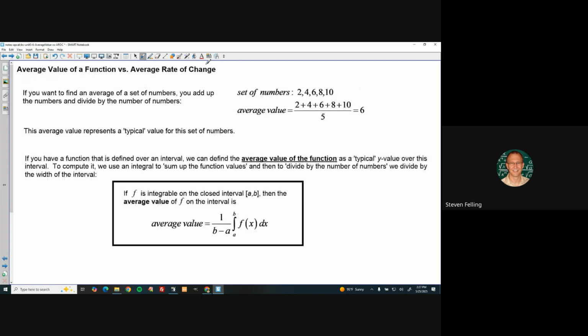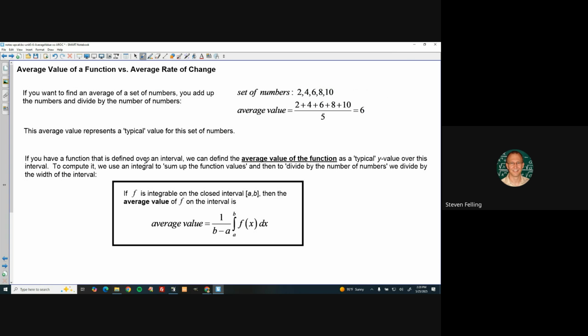So for the average value of a function, that's just averaging something. To introduce this idea, let's just talk about numbers. If you wanted to find the average of 2, 4, 6, 8, and 10, you would just add the numbers up and divide by the number of numbers. So 2 plus 4 plus 6 plus 8 plus 10 divided by 5 is an average of 6. The average value represents a typical value of that same set, so it doesn't change the units in any way. If these numbers are scores on some medical test, then this is the average score on a medical test.